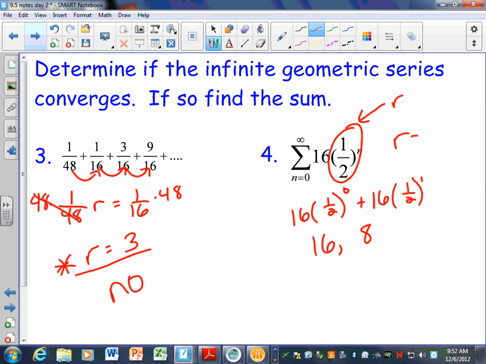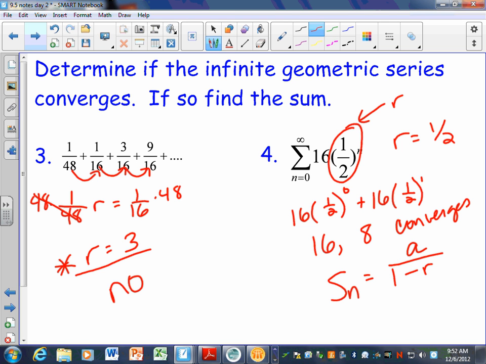So if r is 1/2, is that one going to converge? Yes, because 1/2 is less than 1. So that means that this converges, which means that I can find that sum, that infinite sum. And I'm just going to use that formula. I'm going to take the first term over 1 minus r. And you shouldn't have to give me decimals on these. Like, these should work out. Give me a fraction if it's a fractional answer. But you should be able to give me these answers here.